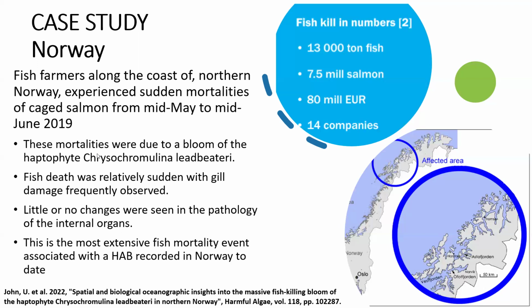The salmon mortality typically occurred when the bloom cell density exceeded 2 to 3 million cells per liter. And basically, farm salmon in pens are at much higher risk than wild populations, as they can't escape to deeper waters below the bloom layer. To this date, this event was recorded as one of the largest fish kills caused by harmful algal blooms in Norway.